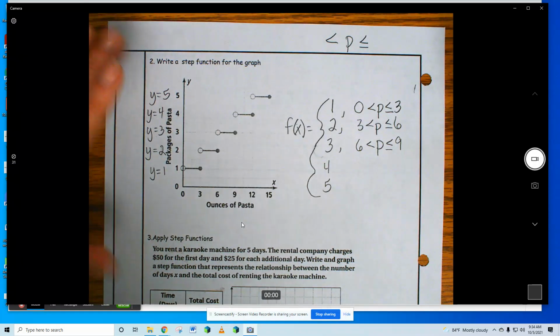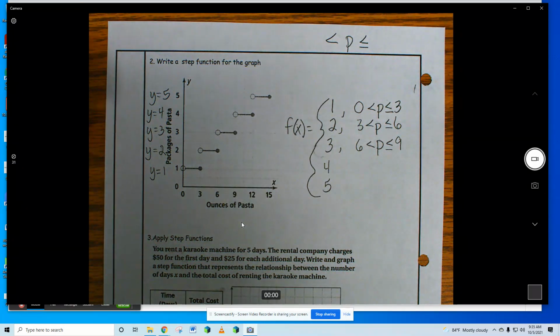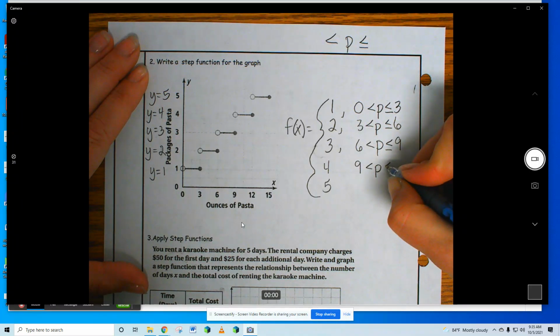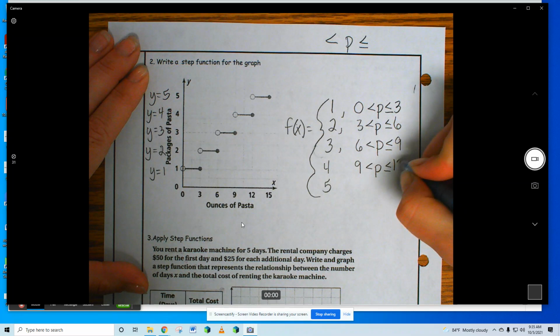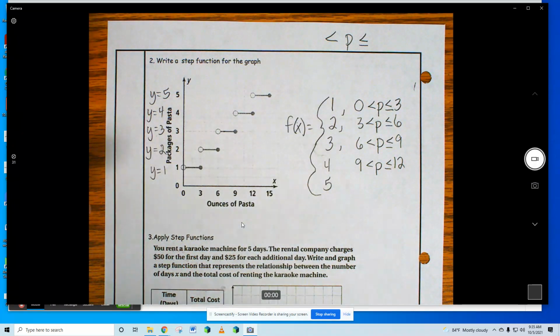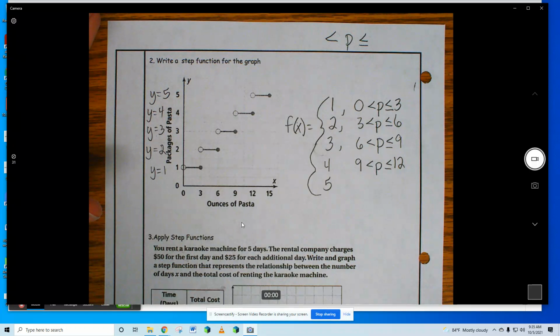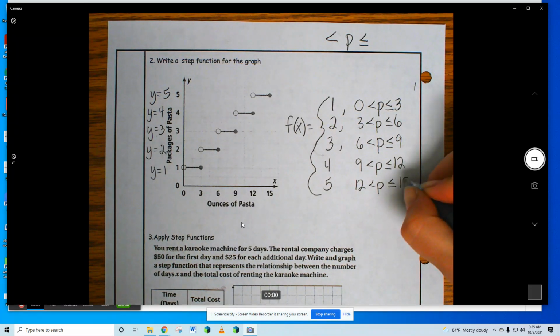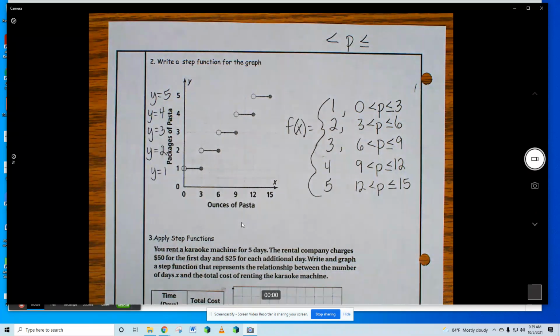Okay. I need 2 more volunteers. Yes. Thank you, Joanna. 12. Perfect. Yay. All right. The 5th one, 5. Yep. Anthony. Oh, sorry. 12 is less than 8, less than or equal to 15. And there, ladies and gentlemen, is a step function.